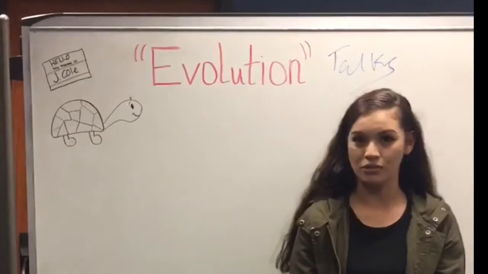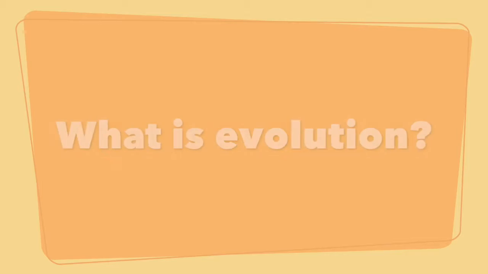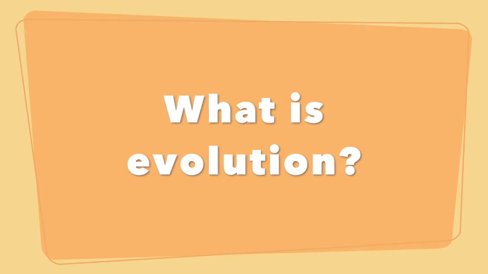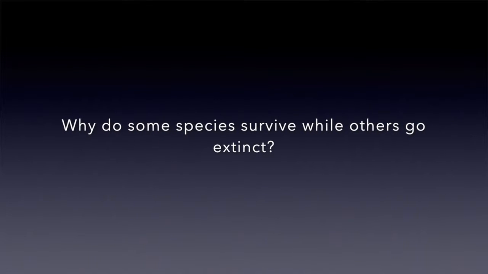Today we're going to talk about evolution and we're going to go out and ask some people some of their questions and thoughts. What is evolution? Evolutionary theory is when animals and organisms adapt to their surroundings and evolve correctly to fit their surroundings. Why do some species survive while others go extinct?